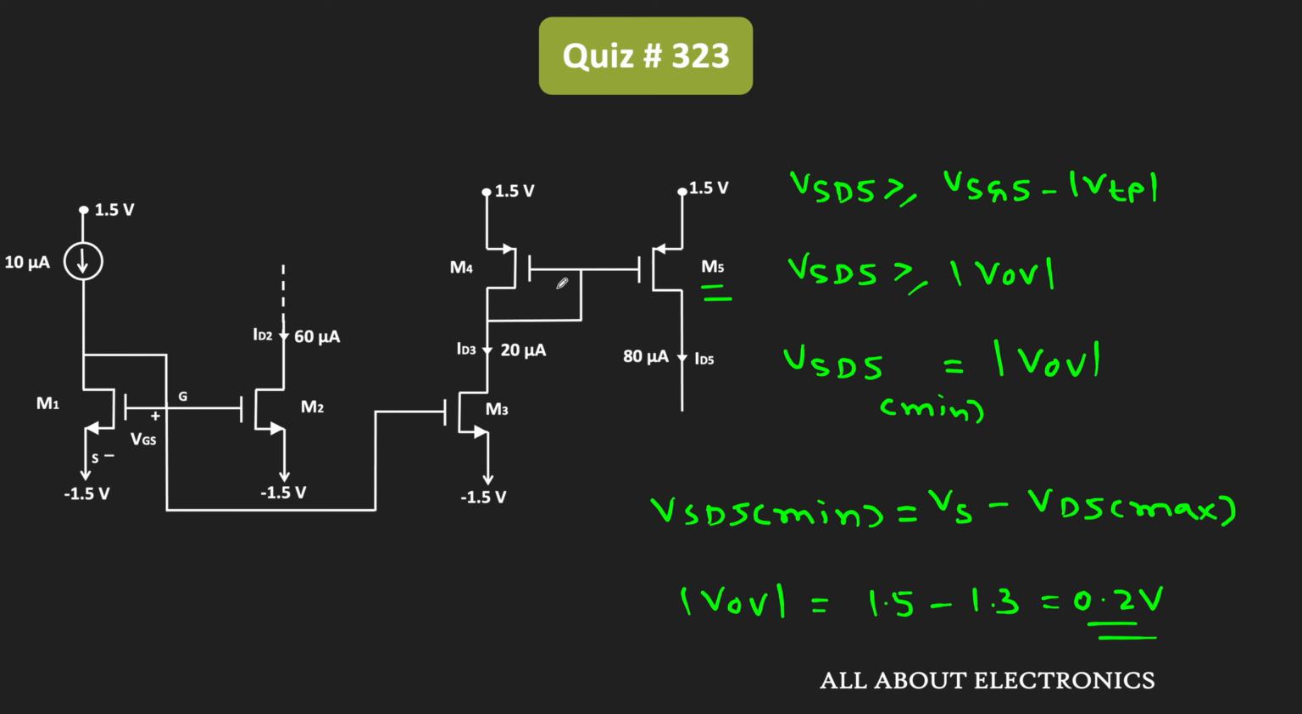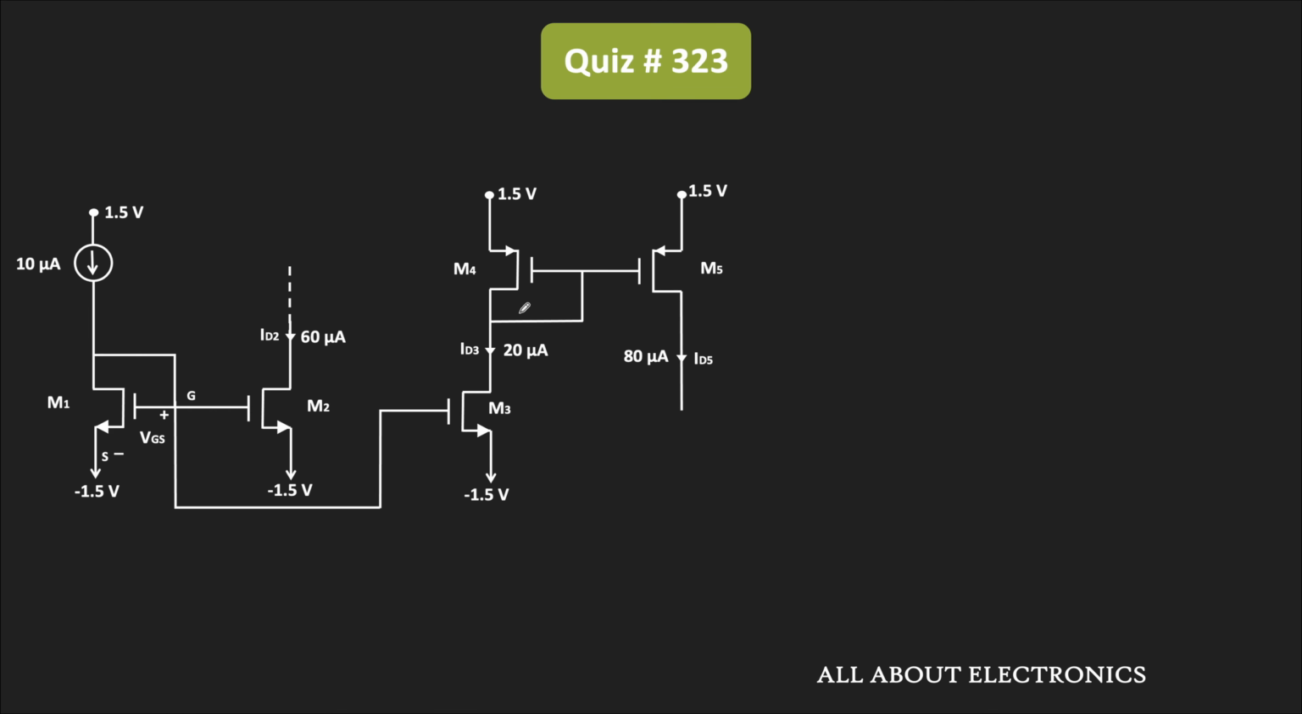Now here, since the gate terminal of this M4 and M5 are connected together, so we can say that the voltage VSG will be equal for M4 and the M5, and the VTP for both transistors is equal. That means we can say that the overdrive voltage for MOSFET M4 and M5 will be equal. So now once we know the value of this overdrive voltage, then we can easily find the width of this M4 and the M5. Now for this MOSFET M4, we already know the drain current.